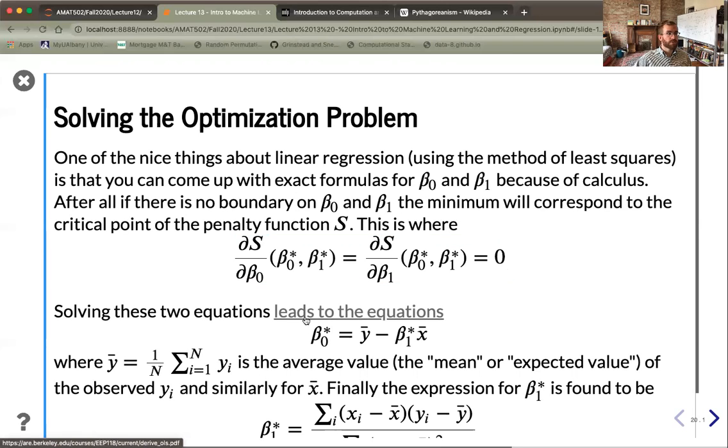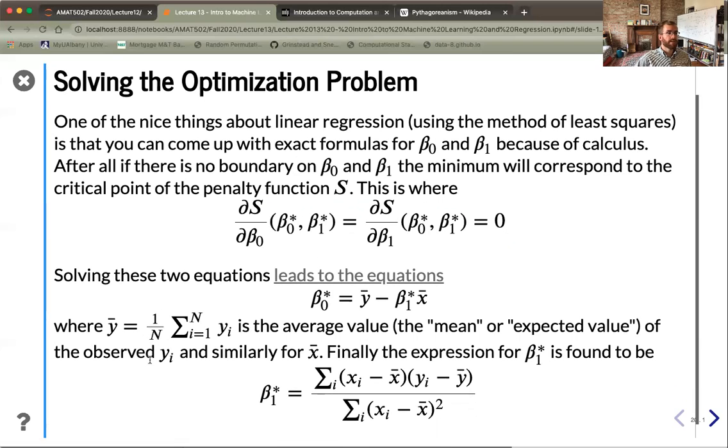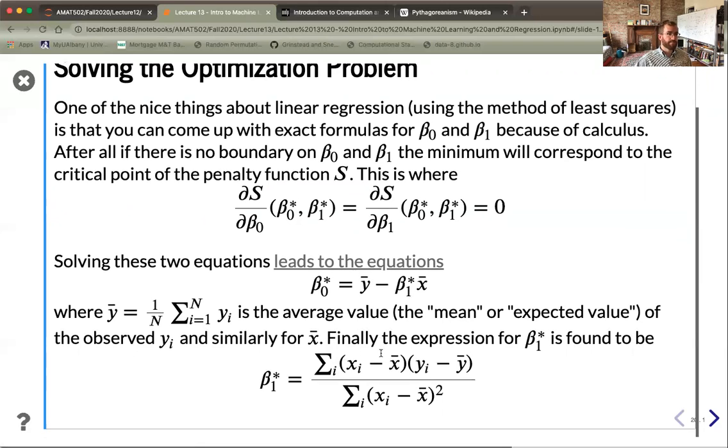I've linked to a reference which goes through the derivation. It can be a little complicated, but you end up finding that one way of computing beta 0 star is we take the mean of all the x values, that gives us x bar, and then we take the mean of all the y values, y bar, and then we look at y bar minus beta 1 star times x bar. That's our value for beta 0. But that doesn't tell us what beta 1 is. Beta 1 star still has to be computed.